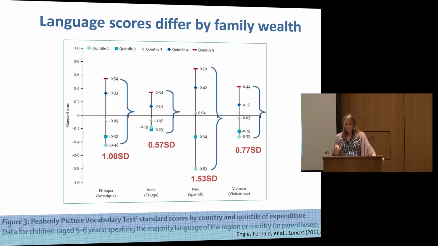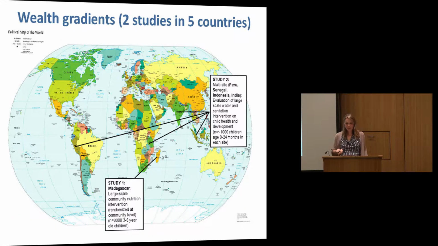So there are several questions that emerge from these data, and the preschool enrollment, which is, what domains, is this language domain being affected by wealth? Are there other domains that also show those same gradients? And how early do the gradients emerge? So this is what I'm going to tell you about, 2 studies about the wealth gradient, looking at the wealth and education gradient. The first study was in Madagascar, which was baseline data from a large scale community nutrition intervention of approximately 3,000 kids, about 3 to 6 years old. And then the second study I'll tell you about is a multi-site study from Peru, Senegal, Indonesia, and India, which was an evaluation also of baseline data from a large scale water and sanitation intervention.